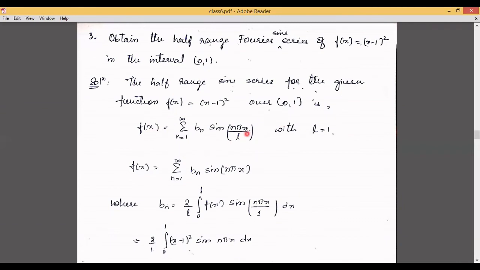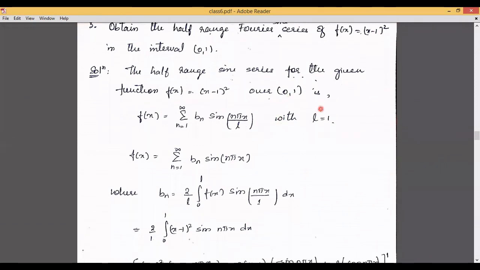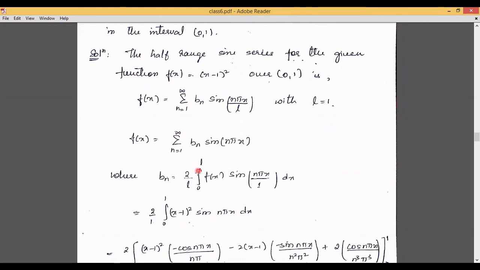See, first I have written for 0, L. Then I have written with L equal to 1. That is Fourier's half range sine series for the interval 0, 1. Later I have substituted the value for L equal to 1. So your half range sine series looks like this, where Bn is equal to so much, and here also you need to substitute for L as 1.